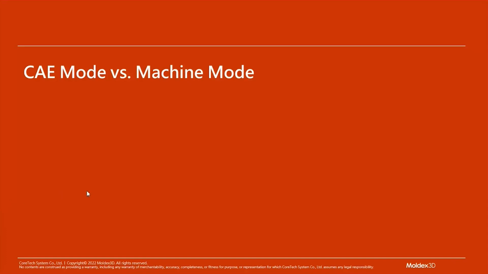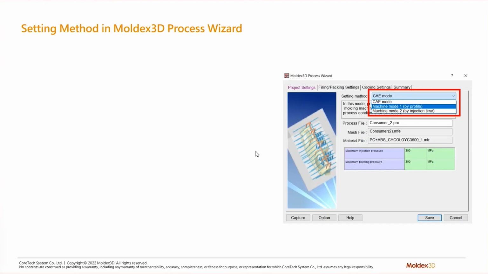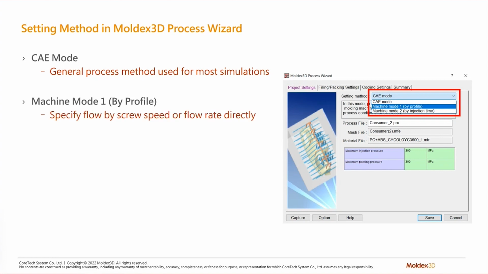Starting off talking about CAE mode versus machine mode. These are our two primary processing methods. All right, so over in our process wizard, we have actually three different selections. We have CAE mode and then two different machine modes. CAE mode is a general processing method that's going to be used in most simulations. I'd say somewhere in the realm of 70 to 80% of simulations will be using CAE mode.